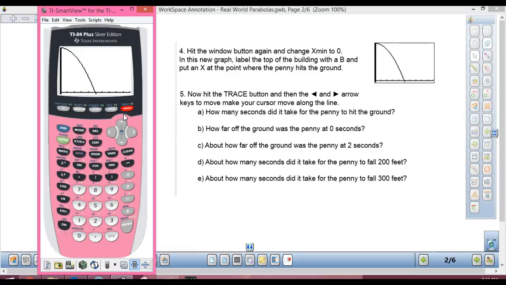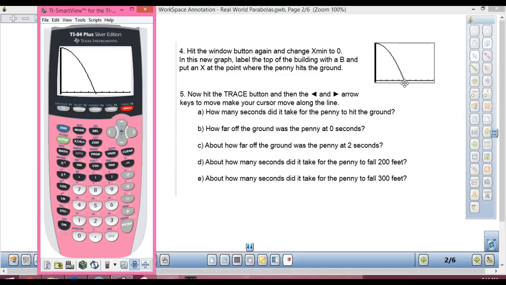All right, so they want you to put a B at the top of the building. Where's the top of the building going to be? That highest point. So right here, they want you to put the letter B. So on your paper, you're going to want to put a letter B at that highest point, because that's where the top of my building is. And then they want you to put an X where the penny hits the ground. Where does the penny hit the ground? Right here. Yep. Okay, so they want you to put an X where that guy hits the ground.